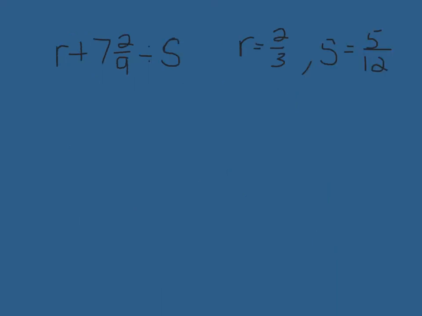Now we have a multi-step problem, r plus 7 2/9 divided by s when r equals 2/3 and s equals 5/12. So now we need to plug those into the equation. And that looks like this. 2/3 plus 7 2/9 divided by 5/12. So now our first thing, remember, we need to do our order of operations, and that would be dividing over here first. So we need 7 2/9 divided by 5/12. So then that would look like this.